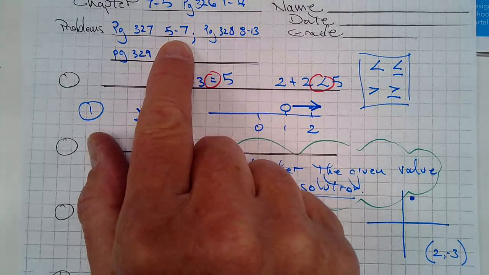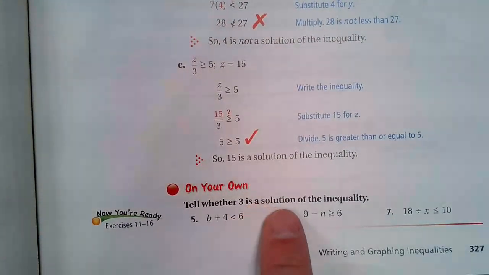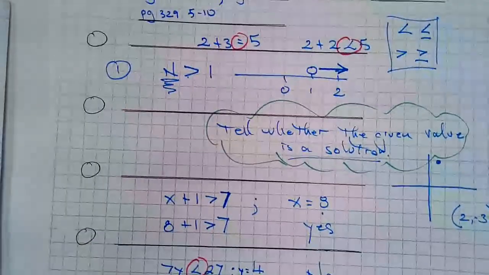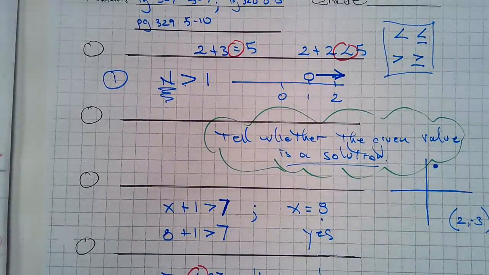And it says, tell whether 3 is a solution. All right, this is what I'm looking at right here. Tell whether, the bottom here, tell whether 3 is a solution. So you're going to plug in 3 for all of those. All right? So you just plug in 3 for all of the variables? All 3 of them, 5, 6, and 7. That's all there is to it.